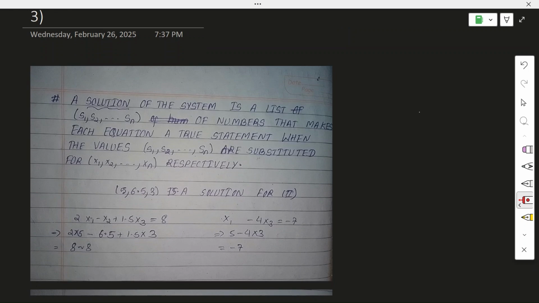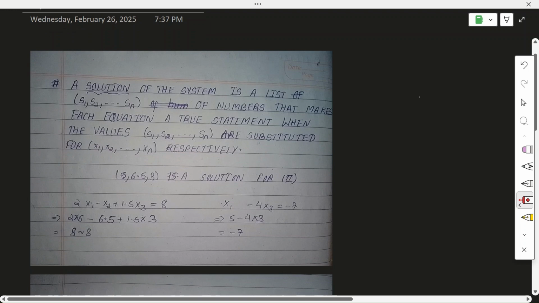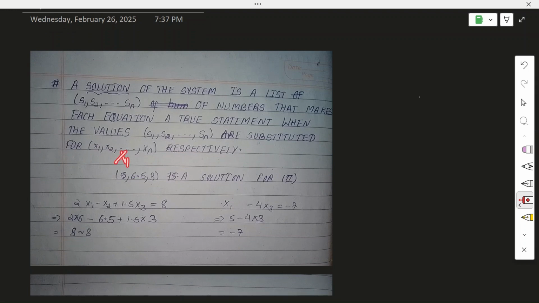A solution of the system is a list s1, s2, up to sn of numbers that makes each equation a true statement when the values s1, s2, up to sn are substituted for x1, x2, up to xn respectively. They must be in order. Like here, 5, 6.5, 3 are in order for x1, x2, and x3.